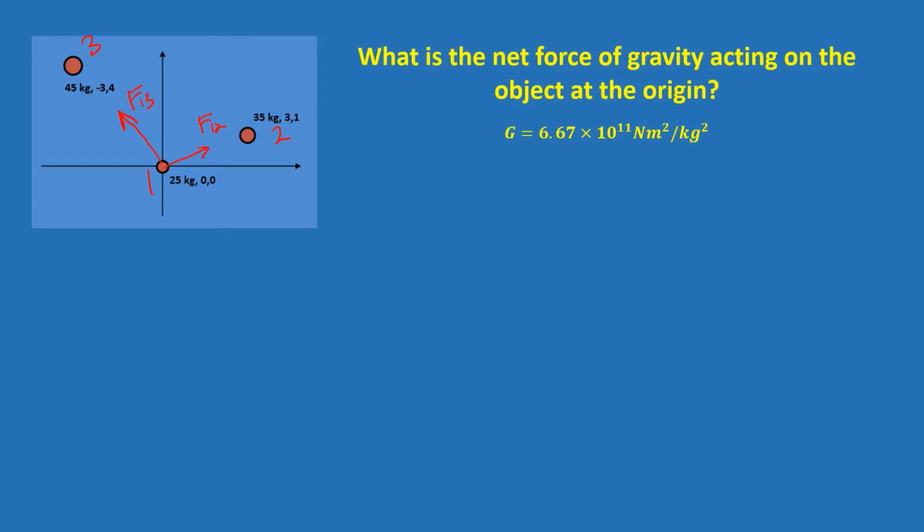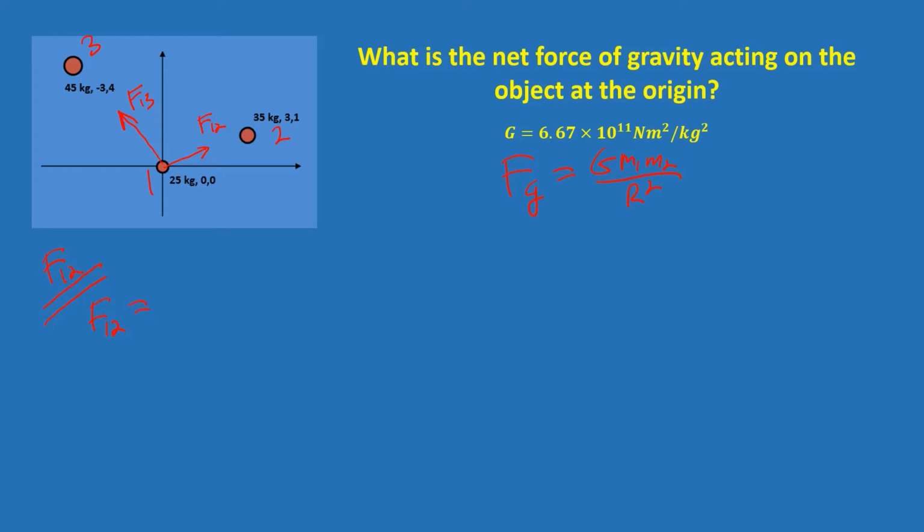And so really all we have to do is just calculate each. We're going to start with F12. And by the way, if you recall, Newton's law of universal gravitation is equal to big G, mass 1, mass 2, divided by the distance squared between them. And so we're going to go ahead and do those calculations for the first one.